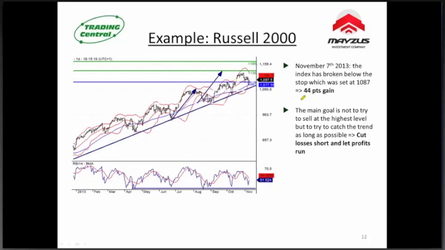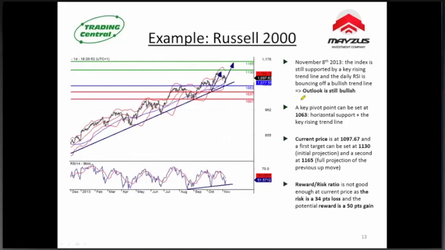November 8. What is the new scenario? What is the trading plan you can make? The index is still supported by a rising trend line drawn from November 2012. So this is a first bullish argument. On the daily RSI, you have a rising trend line. So this is a second bullish argument.